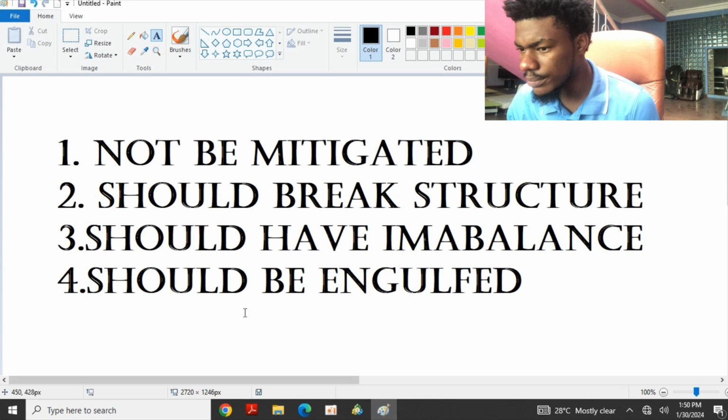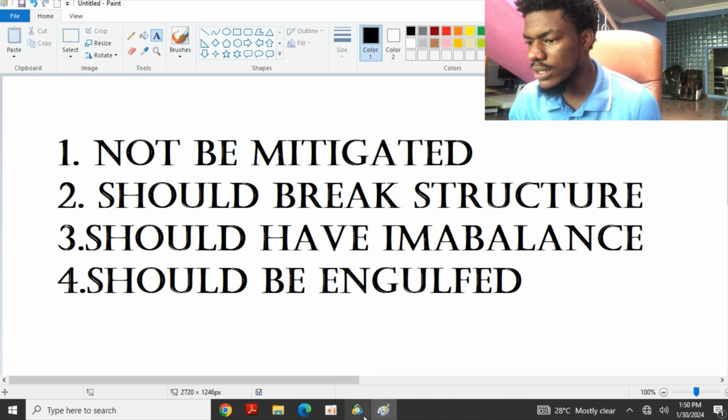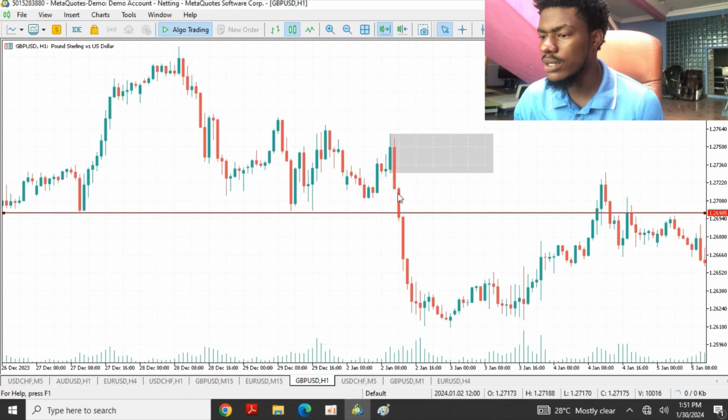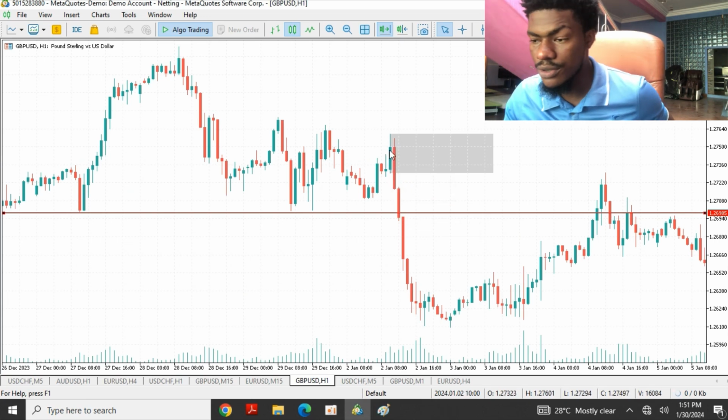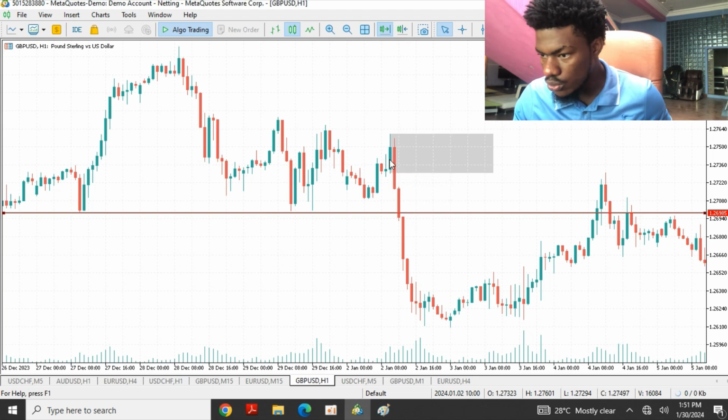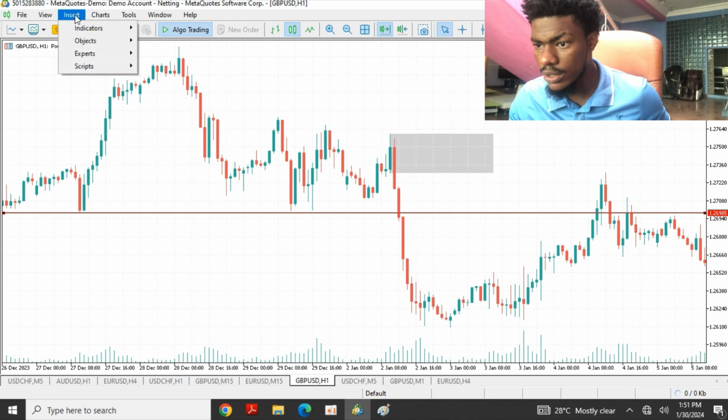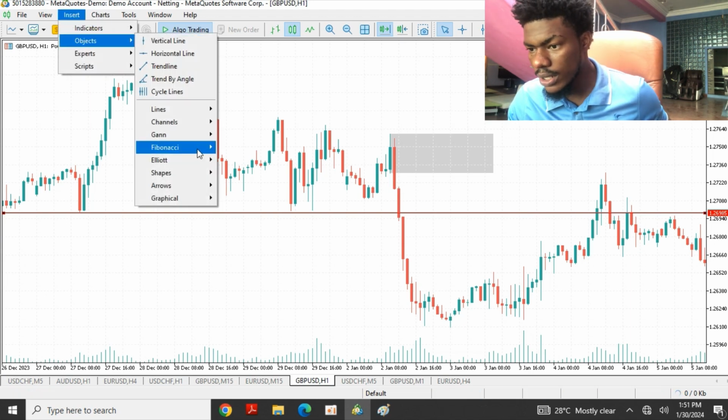And number three is it should have an imbalance. Like I explained before, what an imbalance is: you count three candles first. This is the first candle, this other block is the second candle, and this is the third candle. So this is your imbalance here.